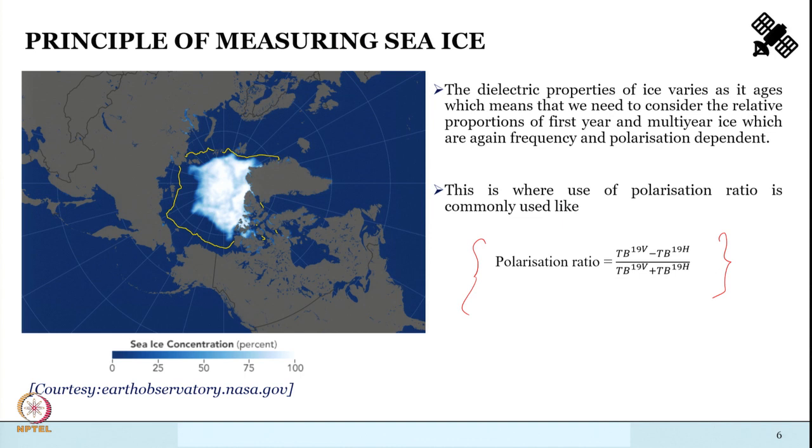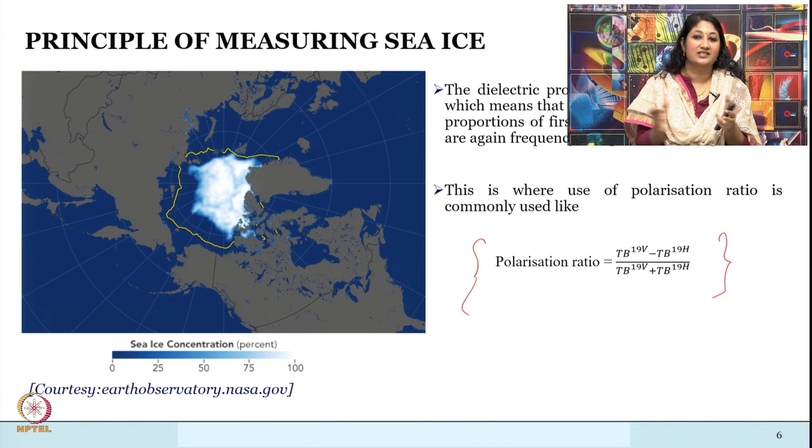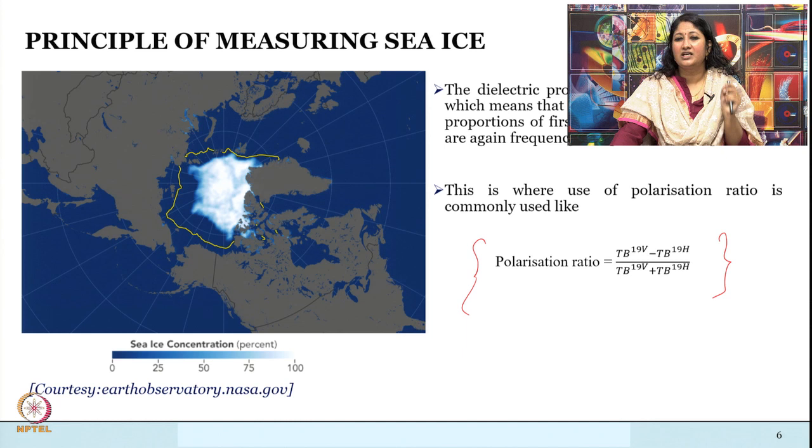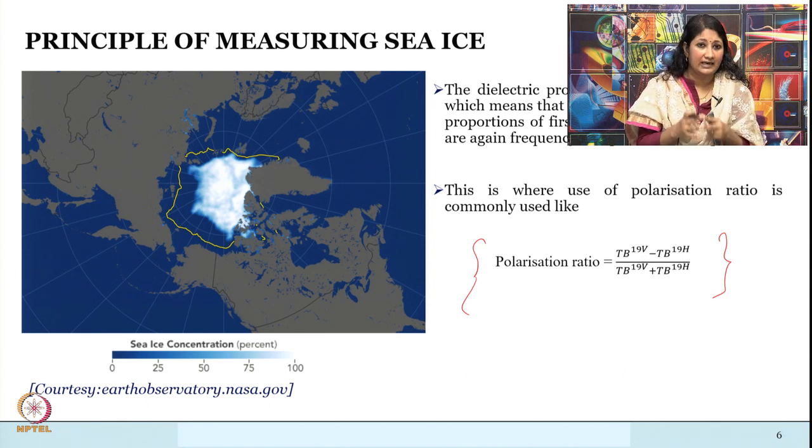Okay, so now with this background, let us try to understand the principle of measuring sea ice. The measurement of sea ice using passive microwave remote sensing has been a major area which was driven initially by military requirements during the Cold War. There was a need to map the sea ice for naval vessels carrying ballistic missiles, which actually led to the Special Sensor Microwave Imager, that is the SSMI instrument, being flown as part of the Defense Meteorological Satellite Program, that is DMSP. Mapping sea ice is also crucial to study the Earth's climate.